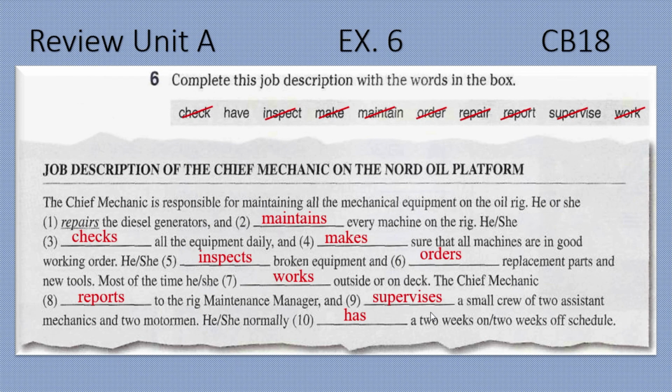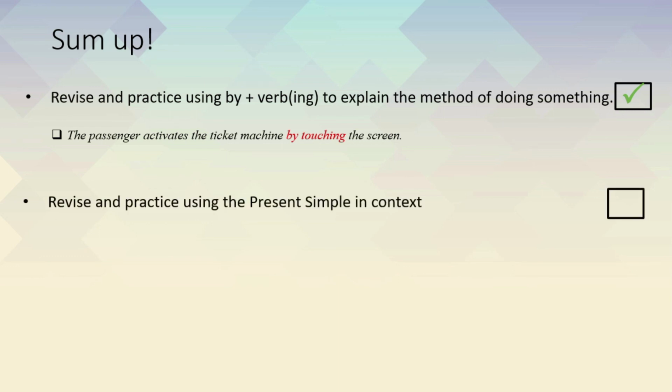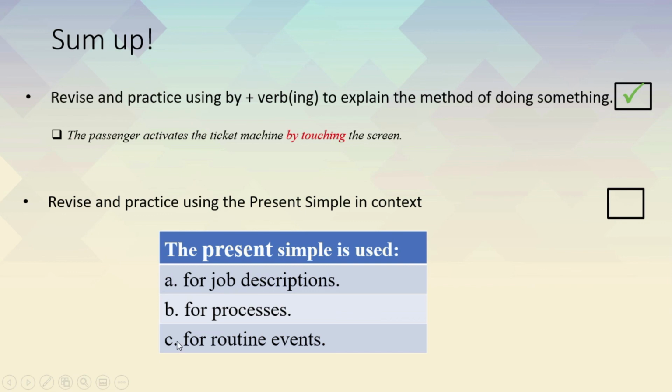Great. Now let's wrap up the lesson. We have revised and practiced using by plus verb with ing to explain the method of doing something. For example, the passenger activates the ticket machine by touching the screen. We have also revised and practiced using the present simple in context. So we can use the present simple for job descriptions, for processes, and for routine events. I want you to check more uses of the present simple.